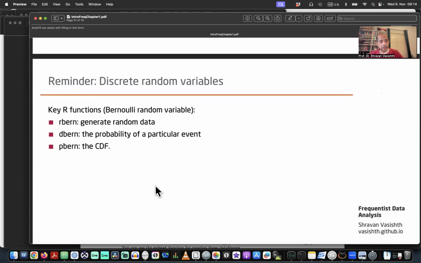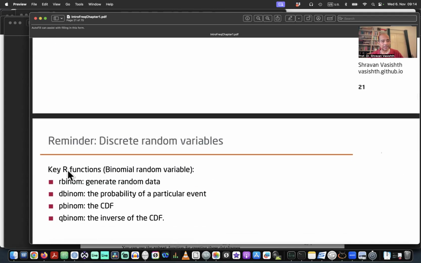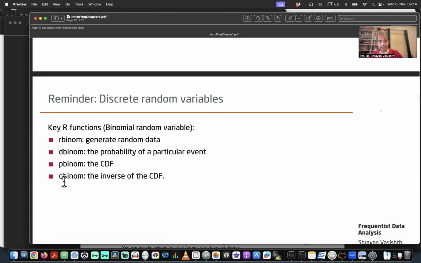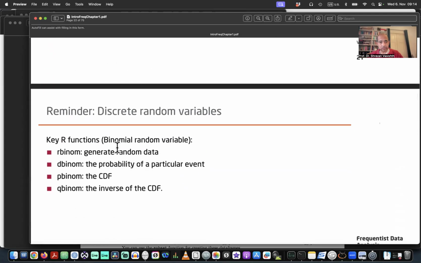And so these functions that I showed you for the Bernoulli, rbern, dbern, pbern, and of course there is a qbern function also, right? That DPQR family of functions is also showing up in the binomial discrete random variable. And I showed you how each of these four functions plays out and how you can actually use this function.